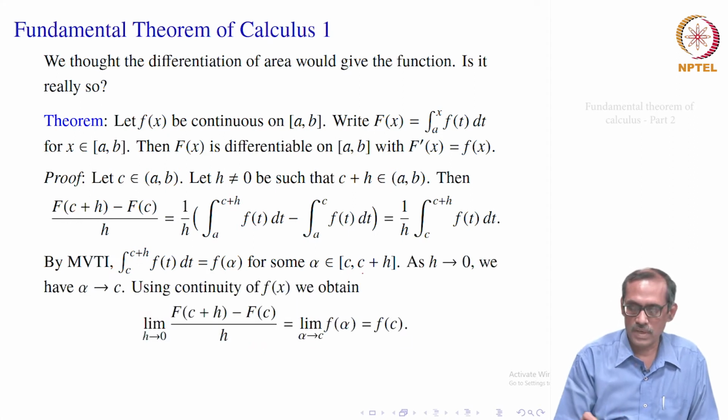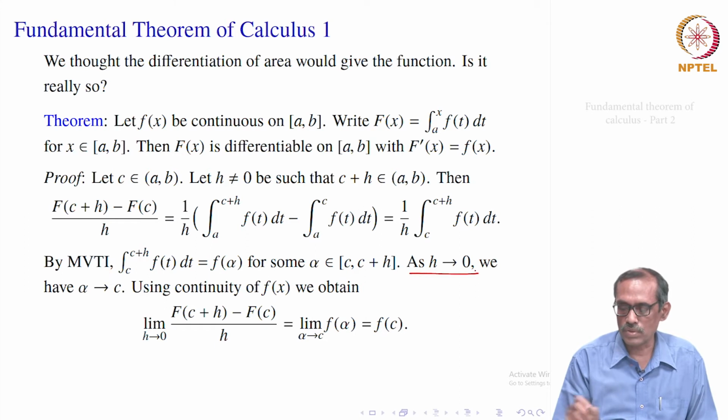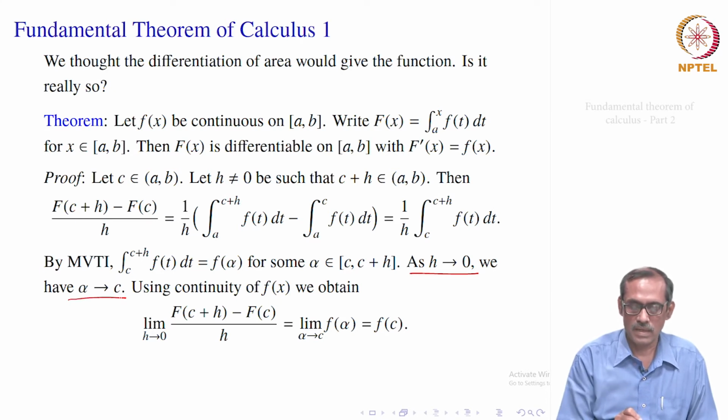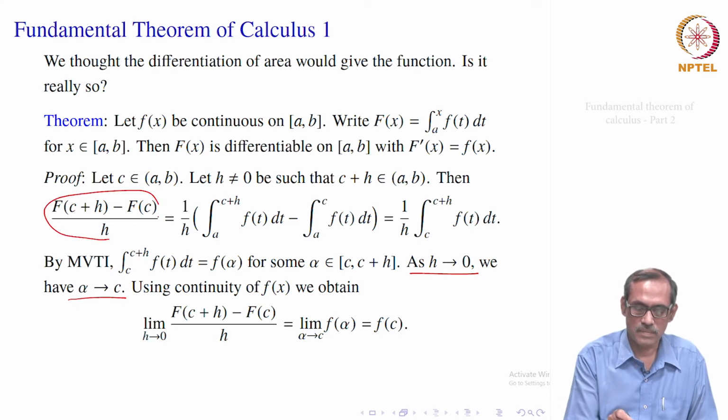Okay, now, if h goes to 0, then where does alpha go? Alpha is in between c and c plus h. So, alpha will go to c, right. So, now we are interested in finding the limit of this expression.